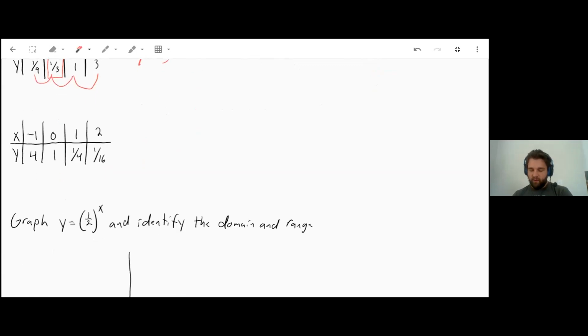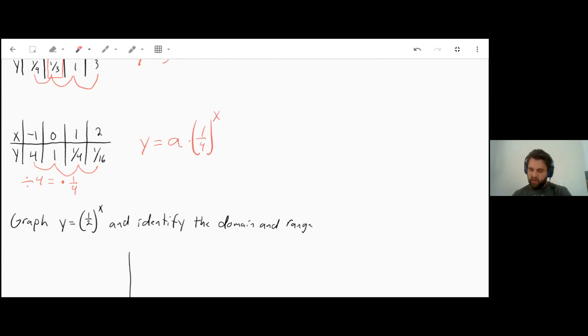As our x's go up by 1, to get from 4 to 1, we would divide by 4. To get from 1 to 1/4, we would divide by 4. To get from 1/4 to 1/16, we would divide by 4. Well, when we divide by 4, that's the same as multiplying by 1/4. So this is still an exponential function. We're just multiplying repeatedly by 1/4. 4 times 1/4 is 1. 1 times 1/4 is 1/4, and so on. So it's y equals a times 1/4 to the x.